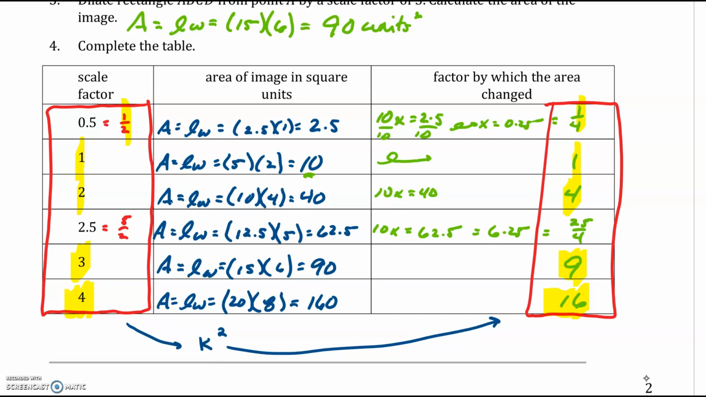If I take 1/2 and I square it, 1/2 squared is the same as 1/2 times 1/2. Fractions I multiply straight across. 1 times 1 on the top is a 1. 2 times 2 on the bottom is a 4. Look what my scale factor for the area is. So this is really not coincidental, and we're going to explore this a little bit algebraically in the next video.